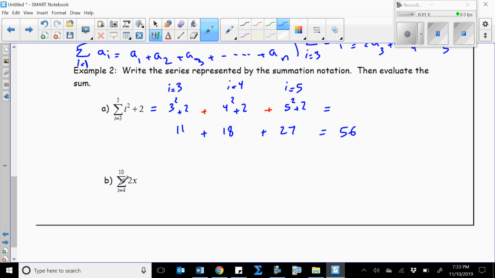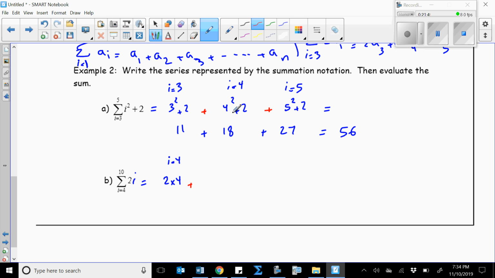For the next one, there's a typo here. Let's call this 2i. So instead of having 2x, let's write 2i. So i starts from 4. So the first term is 4. So when i is 4, I have 2 times 4.